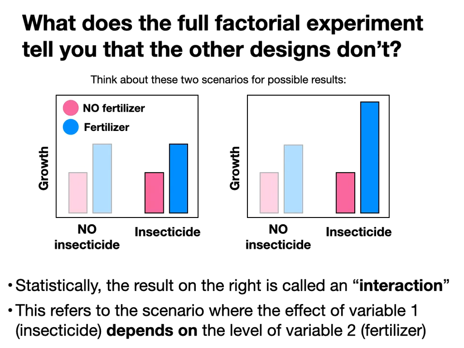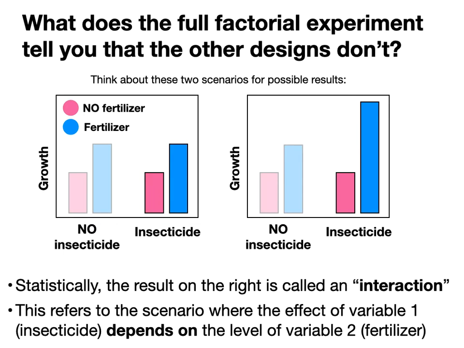Well, what we have going on here is called a statistical interaction. It refers to the scenario where the effect of one variable, insecticide in this case, depends on the level of variable 2, fertilizer. So if you dig into the graph on the right, what we're seeing is that, when there's no insecticide, the plants with fertilizer grow a bit better. And when there is insecticide, there's a much bigger effect of the fertilizer, right? So it's like the effectiveness of the fertilizer depends on the insecticide. It's greatly enhanced when the insecticide is also present.